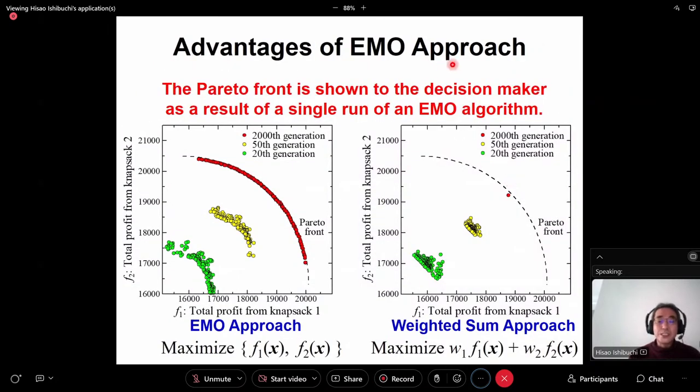So, what is the advantage of the EMO approach? The advantage is explained by this sentence. The Pareto front is shown to the decision maker as a result of a single run of an EMO algorithm. So the decision maker can understand the trade-off relation in the EMO approach. However, in the traditional approach, the decision maker receives only a single solution. The decision maker has no choices. He or she will receive only a single solution as a result of optimization. However, in the EMO approach, the decision maker receives a large number of solutions, and he or she can choose one solution. So the decision maker has a lot of choices. This is the main advantage.